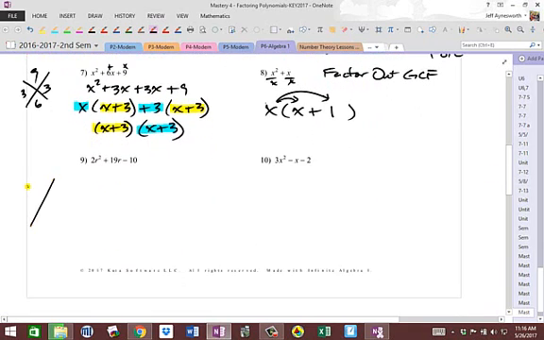So here we go. 2 times negative 10 is negative 20. And then what two numbers multiply to negative 20 and add to 19? Well, the factors of 20 are 1 and 20. Make one of them negative. 20 plus negative 1 is 19. So that works. We don't need to use 2 and 10 and 5 and 4, okay, because they don't add or subtract up to 19.